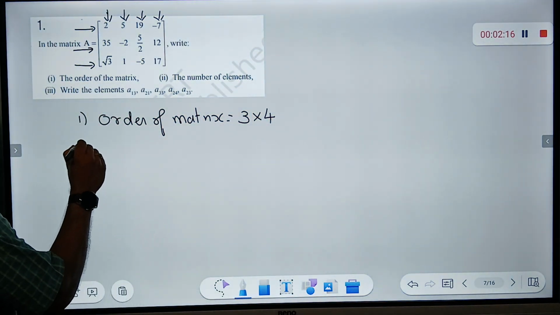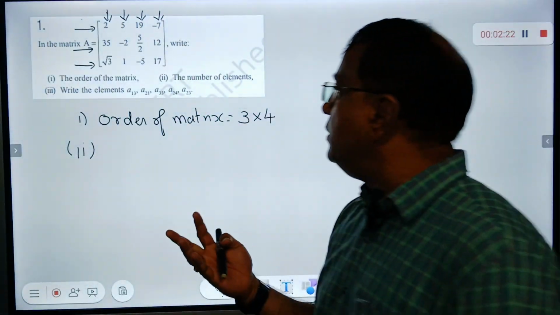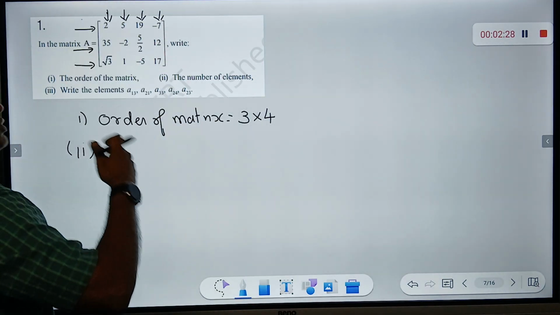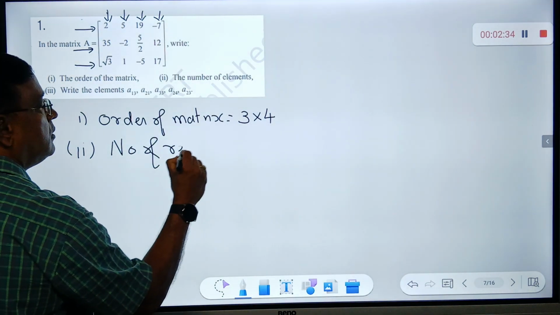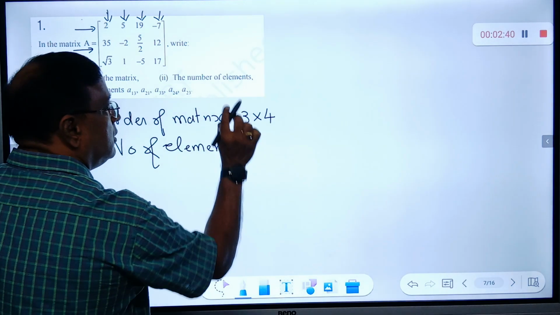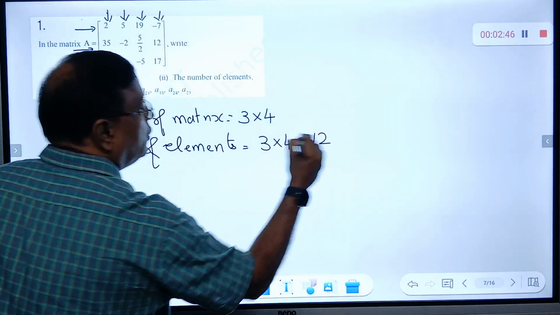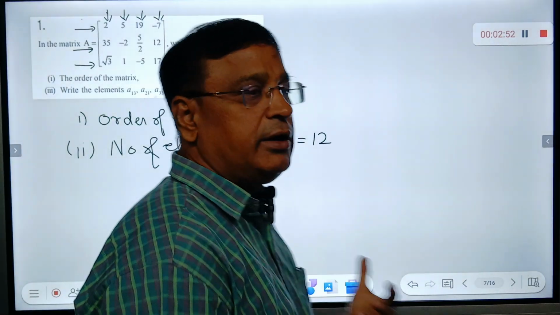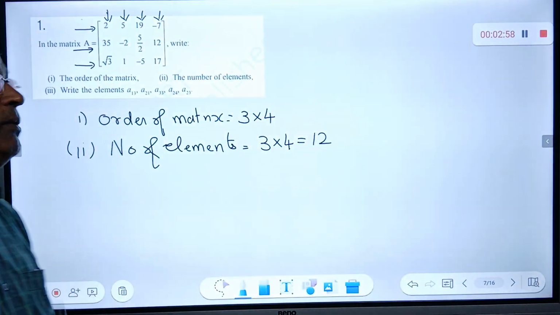Now let's go to the second subdivision of this question. What is the number of elements? Very simple. It's like finding the area of a rectangle. This is a rectangle whose length is 3, breadth is 4. So the number of elements is number of rows into number of columns. So how many elements are there? 12. You can cross check: 4 into 3, 12 elements. So the number of elements in a matrix can be determined by multiplying the number of rows with the number of columns.